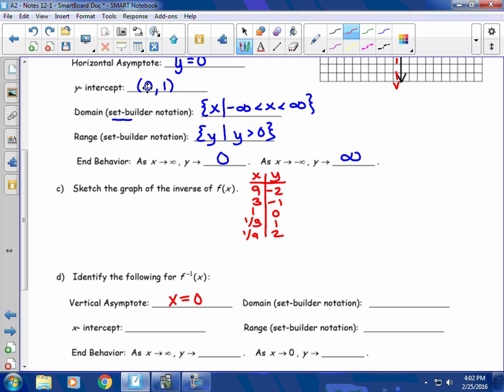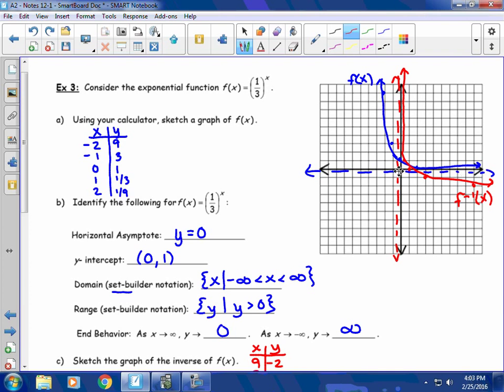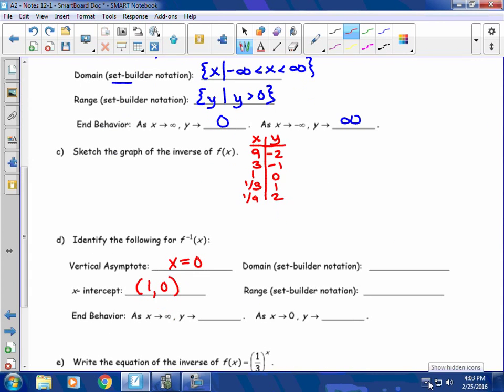X-intercept: since it always starts as a y-intercept of (0, 1), it always becomes an x-intercept for logs of (1, 0). Domain in set builder notation. Let's go back up and look at that graph. Farthest left it goes is 0. There's no red on this side. Farthest right it goes is infinity. So in set builder notation, that would look like all x such that x is greater than 0.